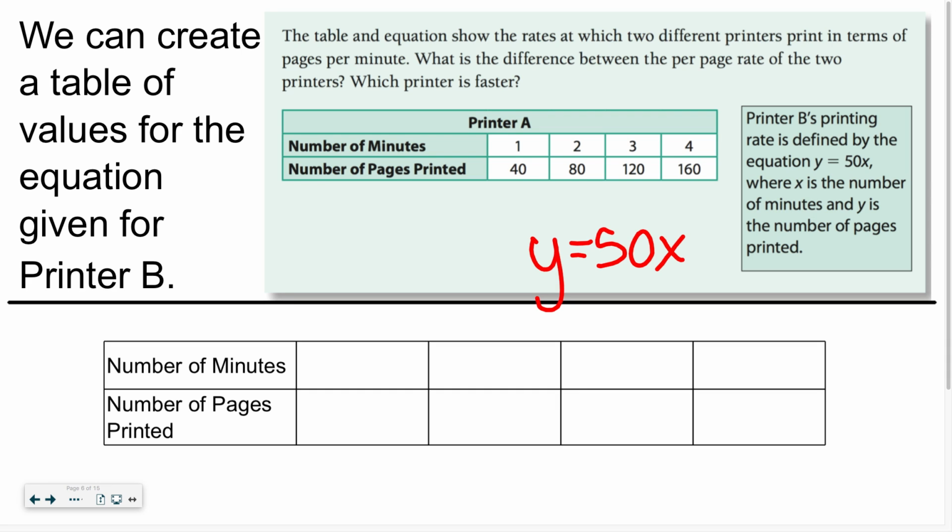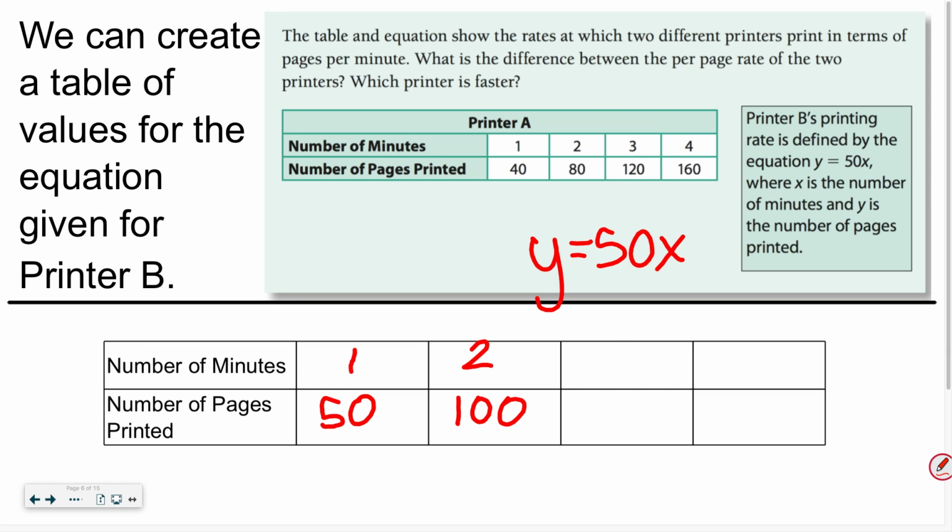Go ahead. You're rocking it today. Okay. So number of minutes. You're starting off with 1. Good. So 1. And then 50. Good. So for every 1 minute, 50 pages. Who can give us another value of that graph, Giselle? 2. Yeah. 50 plus 50 is 100. So 100. Right. Good. 2, 100. Good. Who can give us another one?